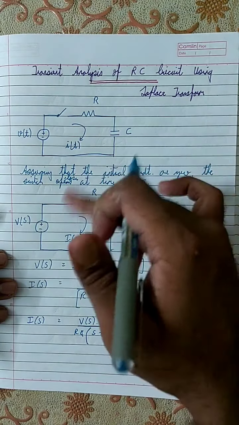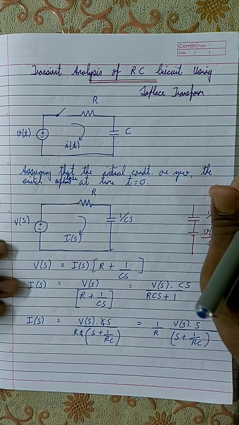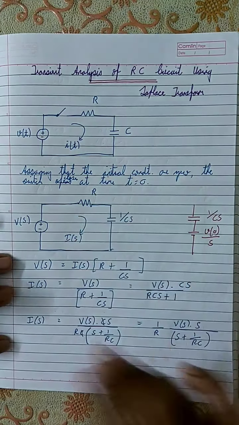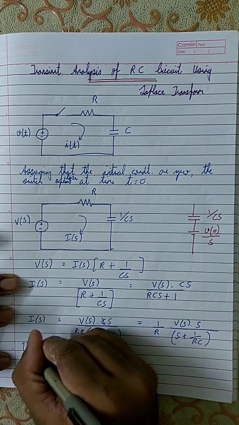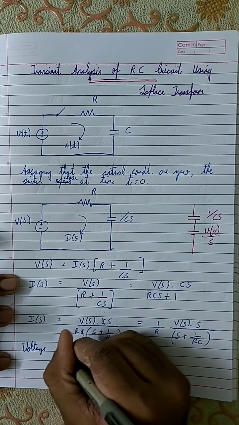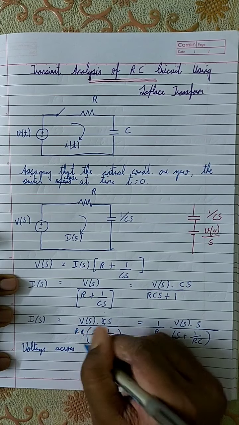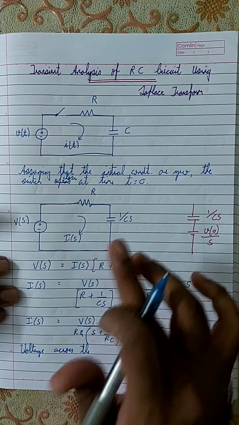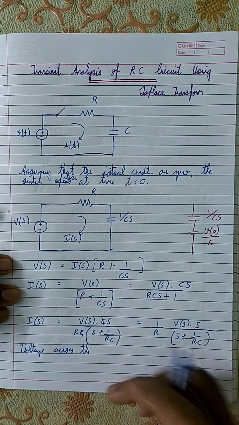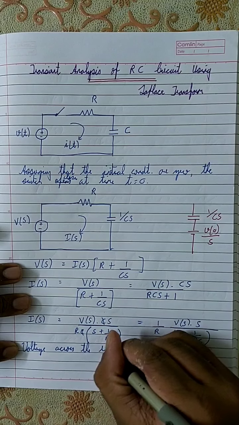So the reason why we are focusing on finding the current is because once you find the current, you can find the voltage across any element. If you want to find the voltage across the resistor, just like in the previous RL circuit also, to know the voltage across any element, you need to know the current across that element, and you also need to know the impedance of that element.